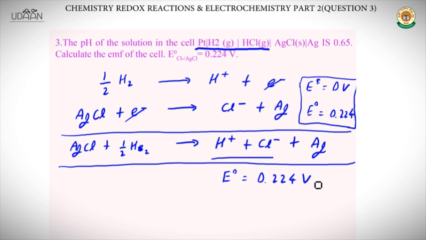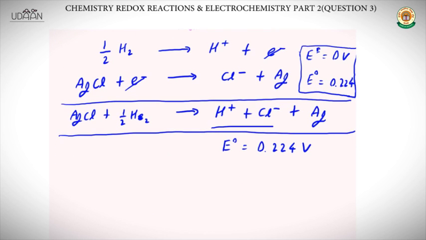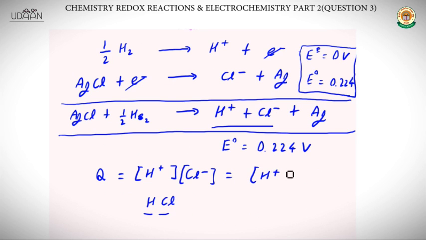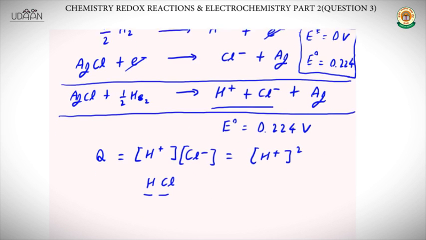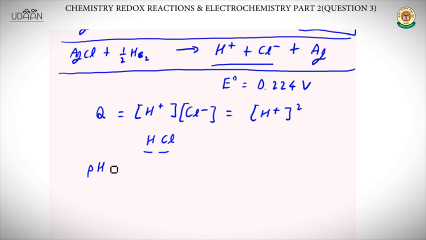Now we'll calculate Q, the quotient ratio for the reaction, which is H plus into Cl negative. This is because we have taken HCl. Now we know for HCl there are equal numbers of moles of H and Cl. Hence we can write this as the square of the concentration of hydrogen. Now pH is given to us as 0.65.